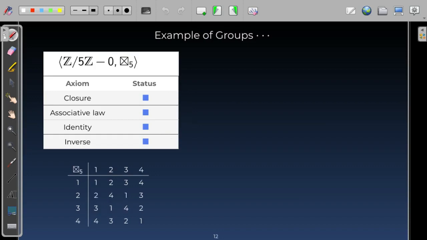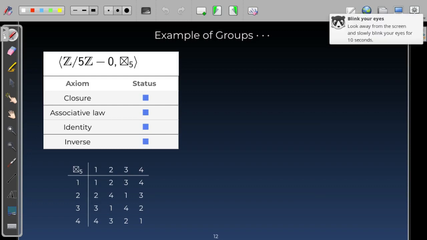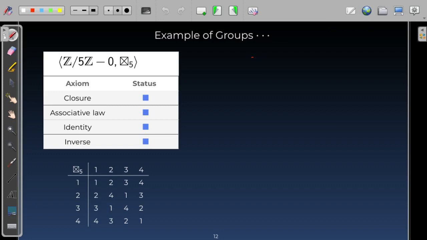Next we have the non-zero elements of the previous group. So we have 1, 2, 3 and 4. We have also included the Cayley table here, and here the multiplicative identity is 1. So modulo 5 multiplication is there.